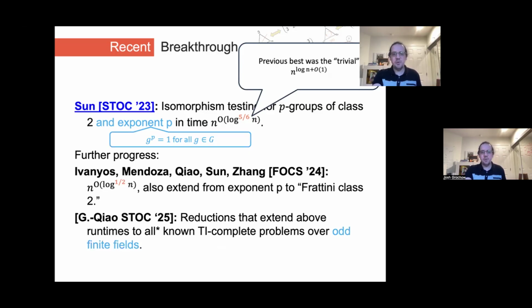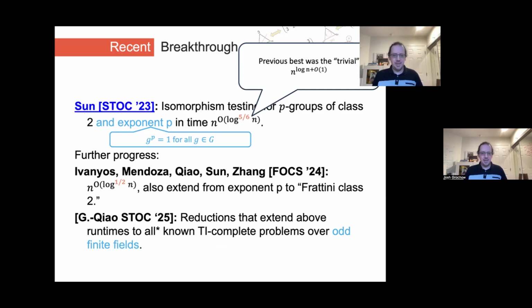And then after that, there was some further progress. There was a follow-up paper in last year's FOCS by Ivanyos, Mendoza, Qiao, Sun, and Zhang that improved this exponent to n to the root log n. And they also extended from just exponent p in class 2 to what's called Frattini class 2. So this allows some groups where they are exponent p squared, but it still has this property that there's a subgroup of exponent p where when you mod out by it, what's left has exponent p.